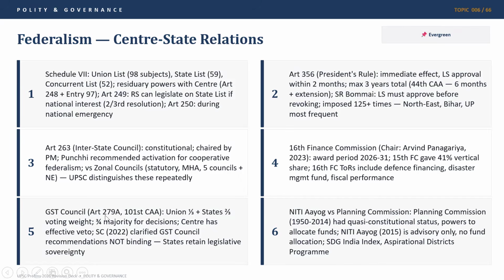Now, GST Council, Article 279A, very important. 101st Constitutional Amendment Act, we have seen it before. The Union has 1/3 of the voting share, states have 2/3 of the voting share, but to reach any consensus, it requires a 3/4 majority of the decision, and hence the center has an effective veto. It means that you need 75% of the vote for decisions, and the center has 33% of the voting share. Hence, without the center, nothing can pass through the GST Council.